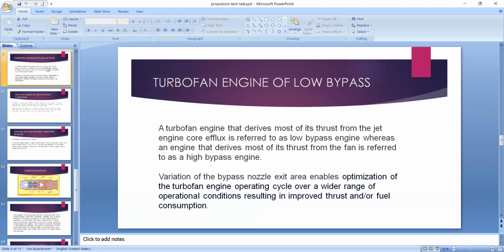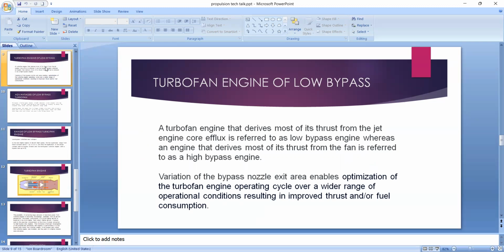Turbofan engine of low bypass. A turbofan engine that derives most of its thrust from the jet engine flux is referred to as a low bypass engine, whereas an engine that derives most of its thrust from the fan is referred to as a high bypass engine.